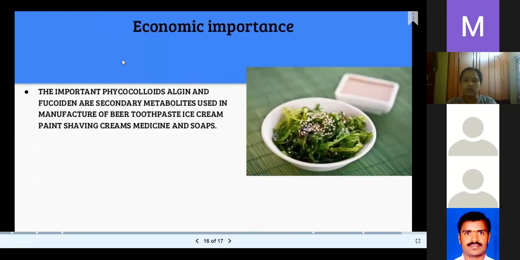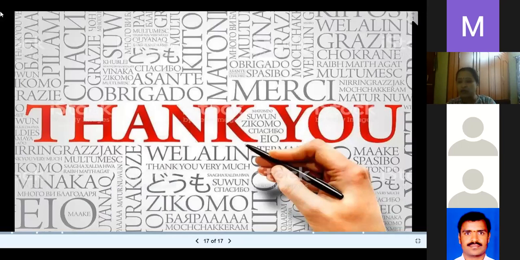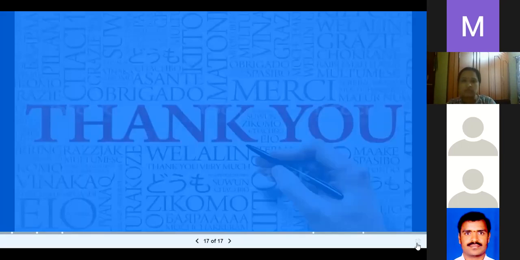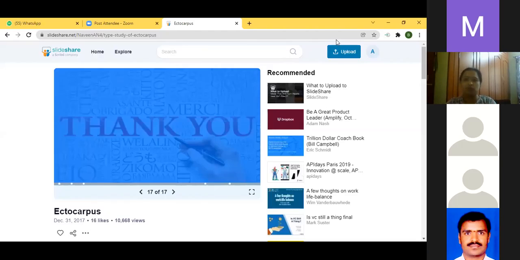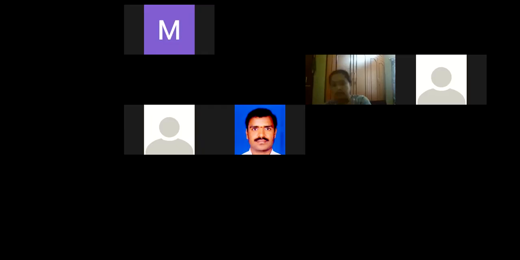It is also economically important: alginates, the cell wall is made up of alginic acid. This alginic acid and fucoidan are produced as secondary metabolites, used for manufacturing toothpaste, face creams, and different medicines. This is the Ectocarpus. Yesterday also this much portion was completed, the total Ectocarpus.